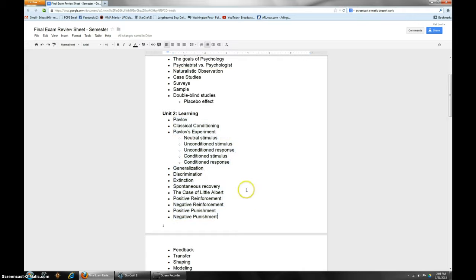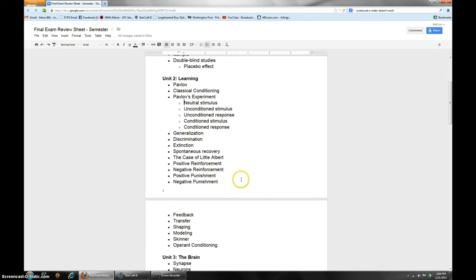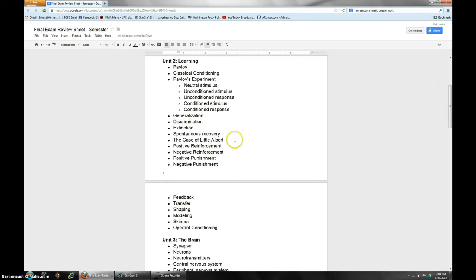Alright, on to the learning unit and Pavlov. Pavlov and Skinner are our two main guys in this unit. A bunch of minutia in here, but some interesting things that we might want to remember is the main difference between classical conditioning and operant conditioning.